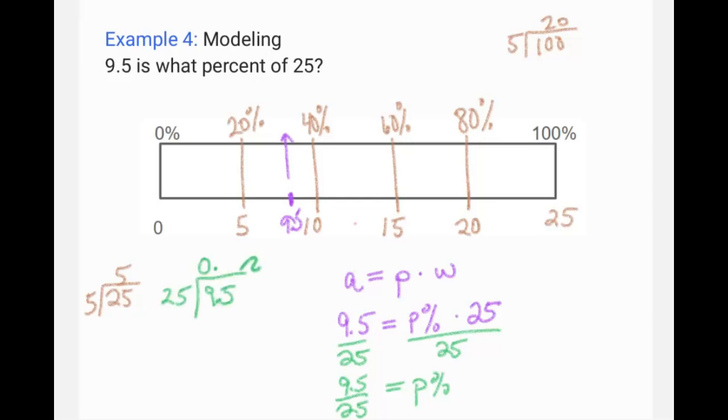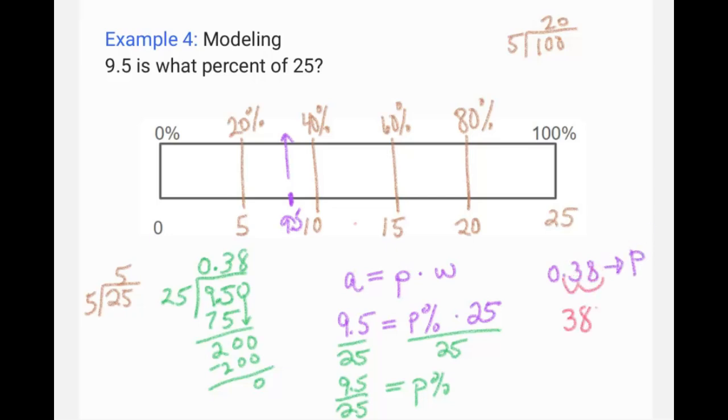So 25 goes into 95 3 times with a 75, and then we introduce our 0. So 25 goes into 200 8 times. 200. So now we have 0.38, but remember that's a decimal and we want to go into percentage, so we've got to move 2 place values over. So that's 1, 2, so that gives us 38%. So looking at the model right here, we have 38%. So that is what 9.5 is. The value is less than 40, so that gives us 38%.